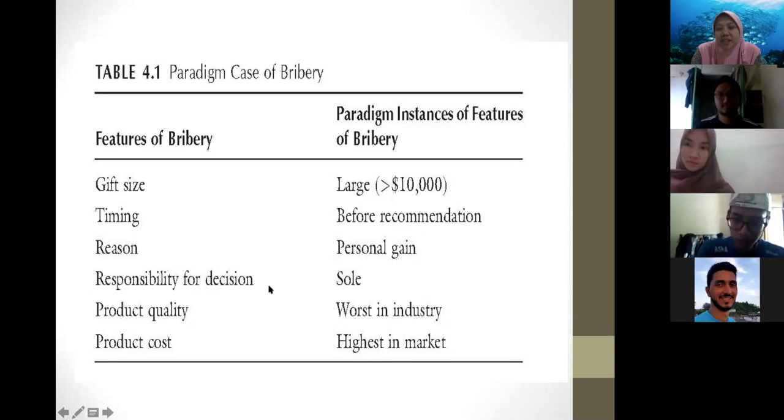Responsibility for decision: is it your own responsibility? For example, it's an exam, and you're giving me food, but I'm not the only one assessing the exam, there are many other people, so that will also be affected. But if it's only me and you're giving the money to me, then there's a higher chance that it will affect the marks. Product quality, worst in industry, or product cost, highest in the market. So it will involve all these qualities.